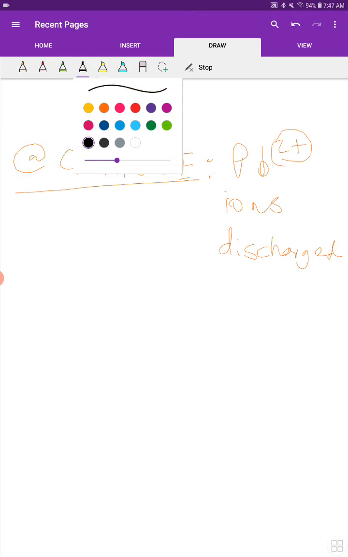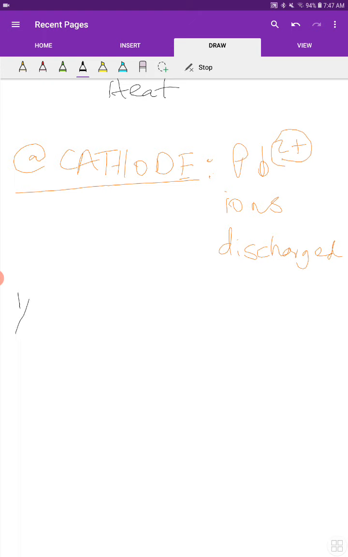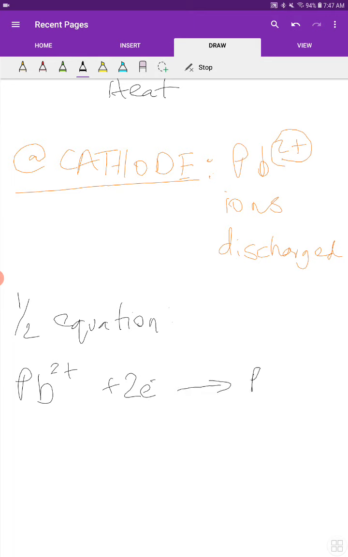So if they ask us to write what the half equation is, we're going to have our lead ions, Pb2 plus ions. In order to get rid of that 2 plus charge, we need 2 electrons. So the pluses with the minuses will cancel out. And then we're just going to have Pb. Now you know that lead is normally a solid, but because this thing is being heated, the lead that we form is going to be a liquid. Okay? So that's our half equation.